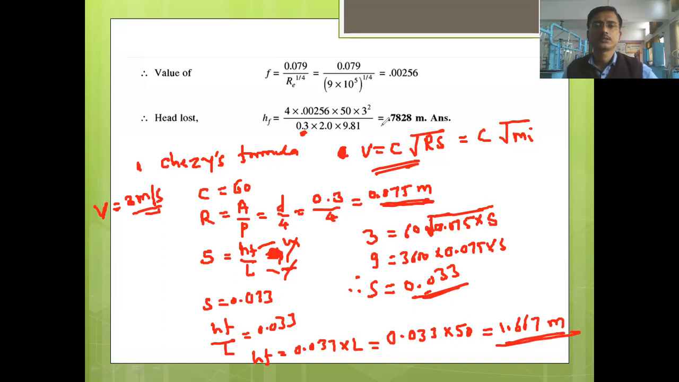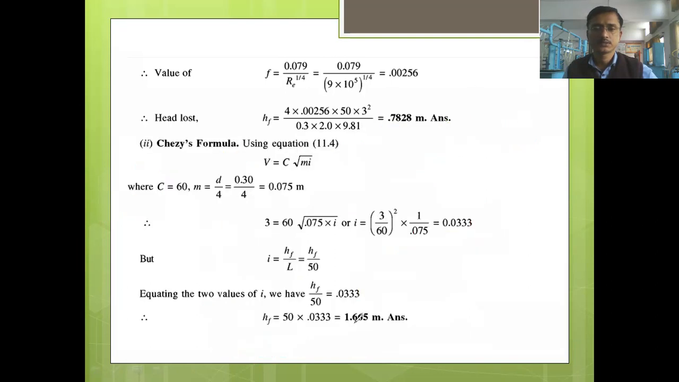So we can compare the head loss. या ठिकाणी Darcy-Weisbach formula वापरून आपल्याला head loss आलेला आहे 0.78 and या ठिकाणी आलेला आहे 1.66. So या ठिकाणी head loss Chezy's formula ची value जास्त आली आहे 1.667. This is the answer that we have got by using Chezy's formula, and this is by Darcy-Weisbach equation. Okay. Everyone got this answer? Yes, sir.